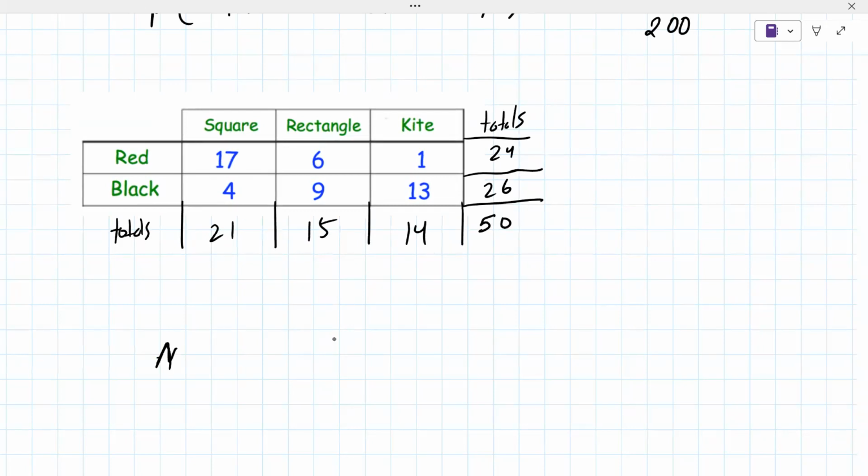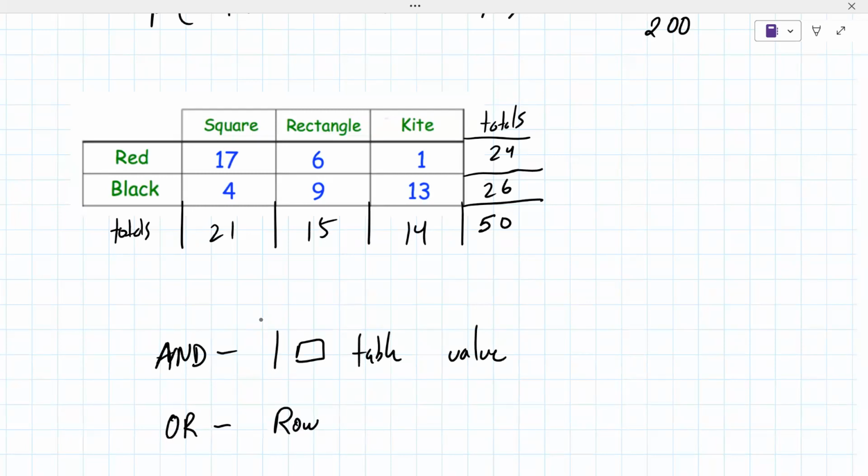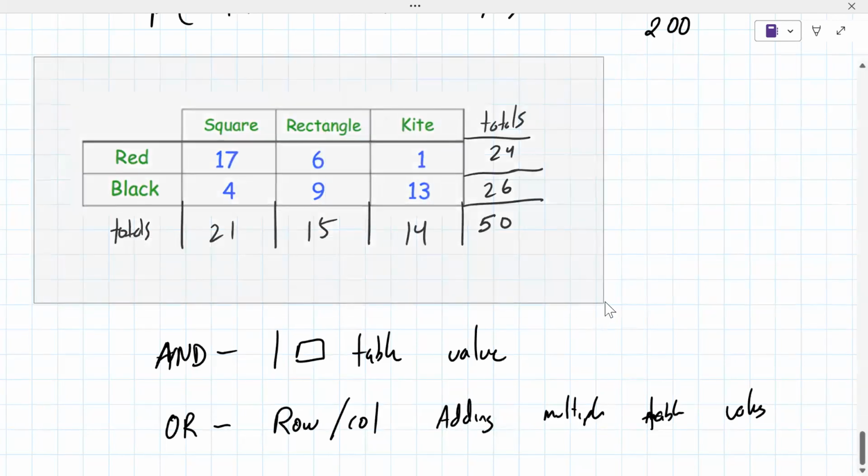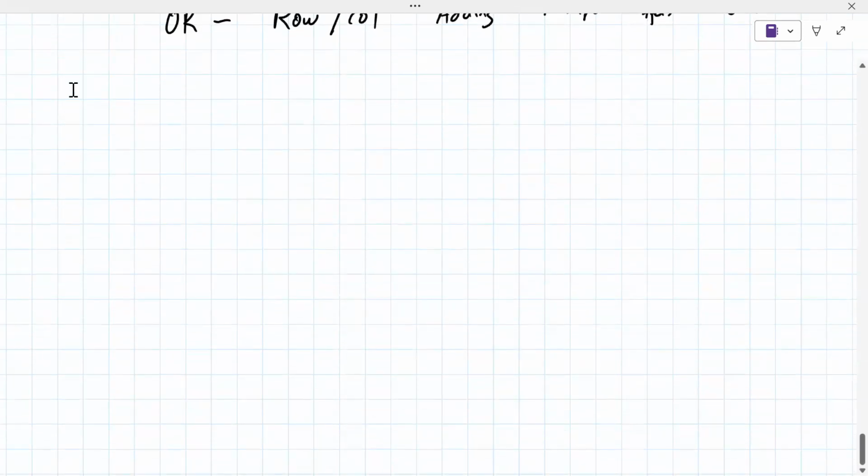If I give you an and, it is one table value. It's one entry in the table. It's one rectangle. Is that clear? Yes. And or is going to be a row or column, where you're adding together multiple table values. Okay, so you have to be very clear on the difference between them. Let's try a few problems here.